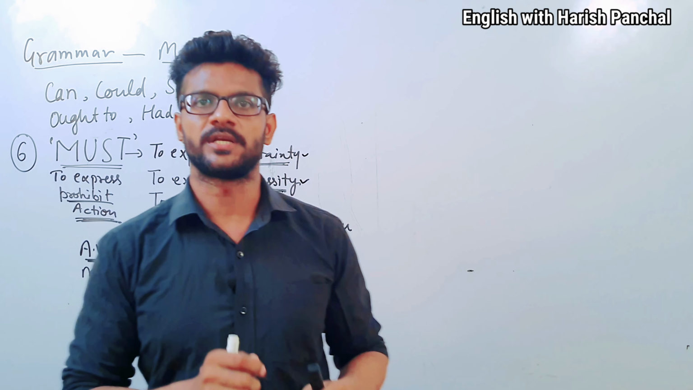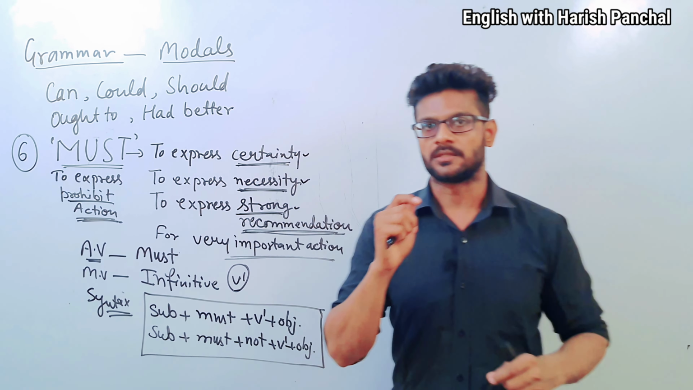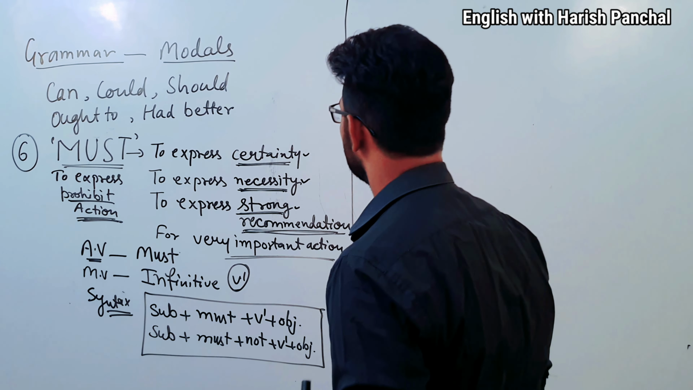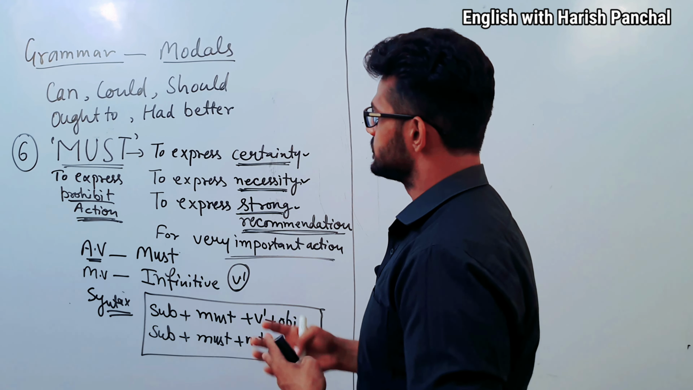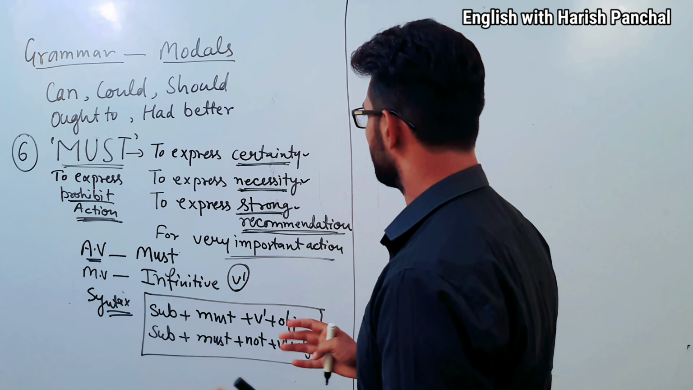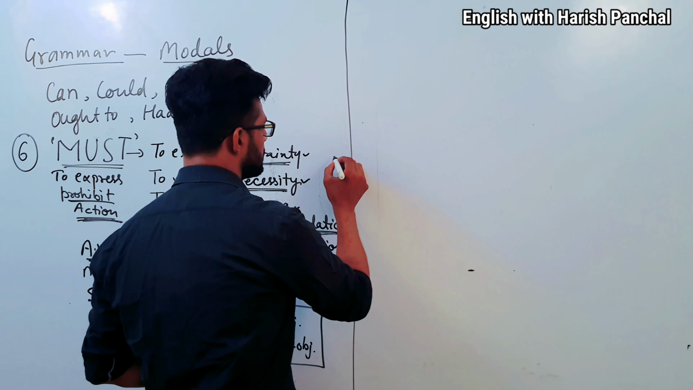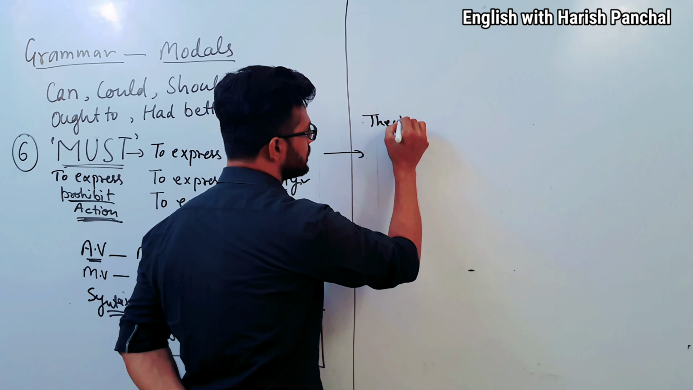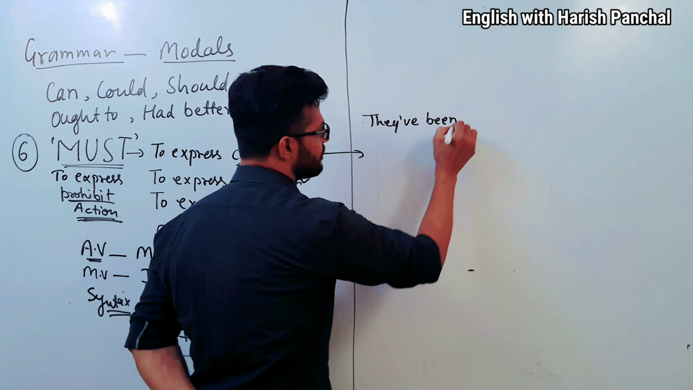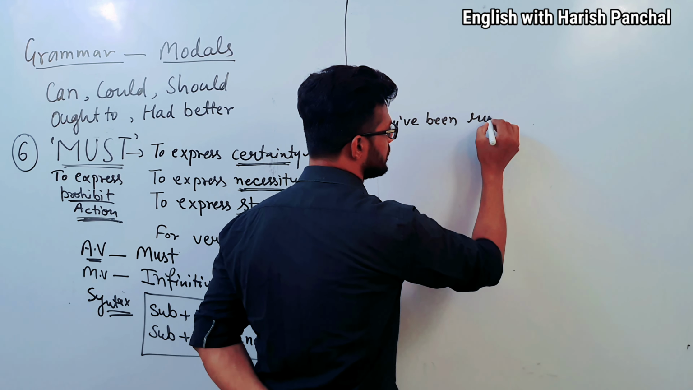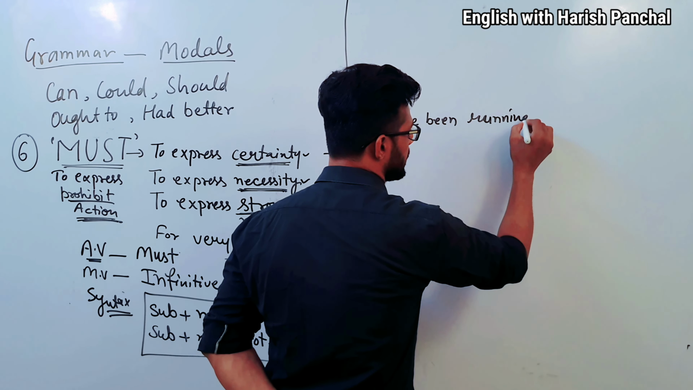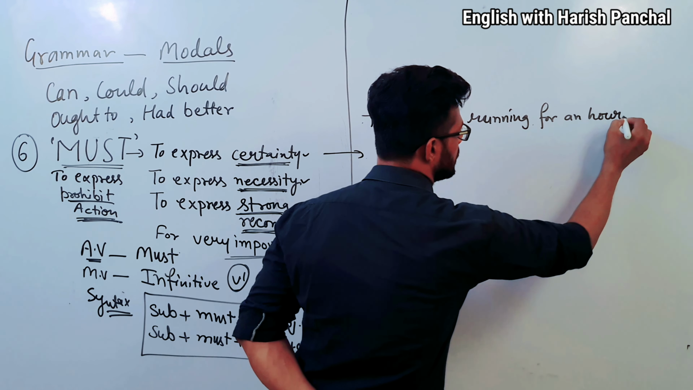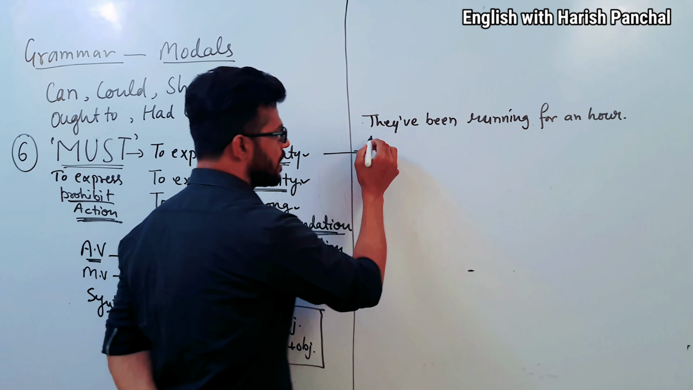So let's make a few examples so that you can better understand the use of the modal must. Let's make a few sentences, and the first sentence would be on certainty. For example, they have been running for an hour.